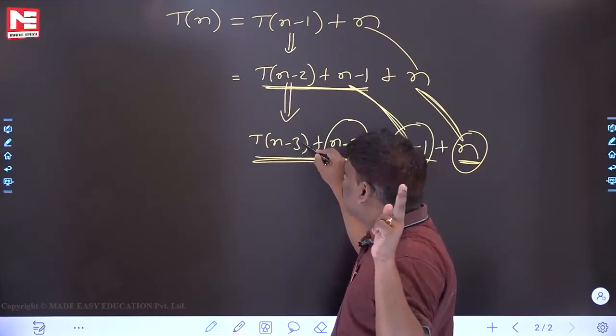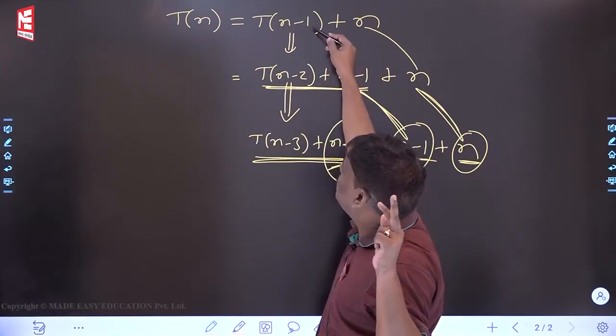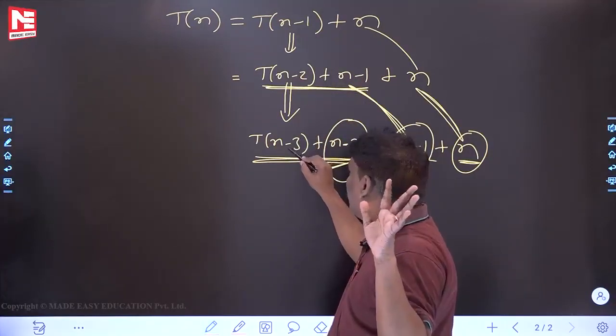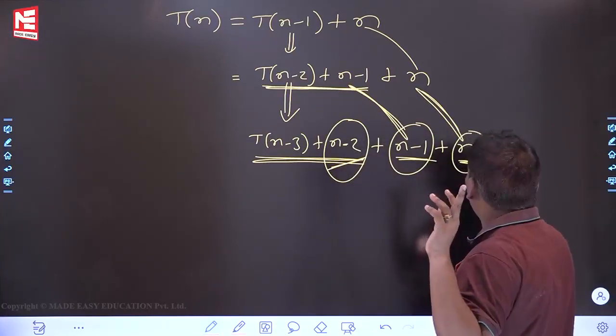If I do 3 times, I got n minus 3. If I do 2 times, n minus 2. If I do 1 time, n minus 1. Please be careful. If I do 3 times, n minus 3 I got, it's okay. But what about before? N minus 2. What about before? N minus 1. What about before? N minus 0.